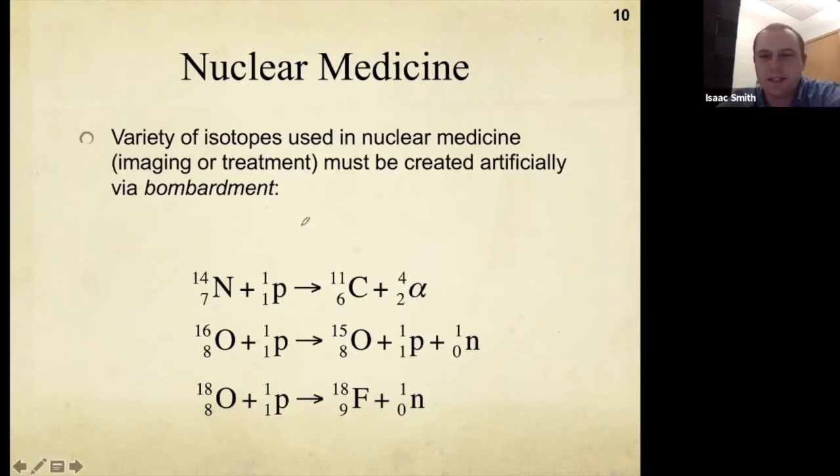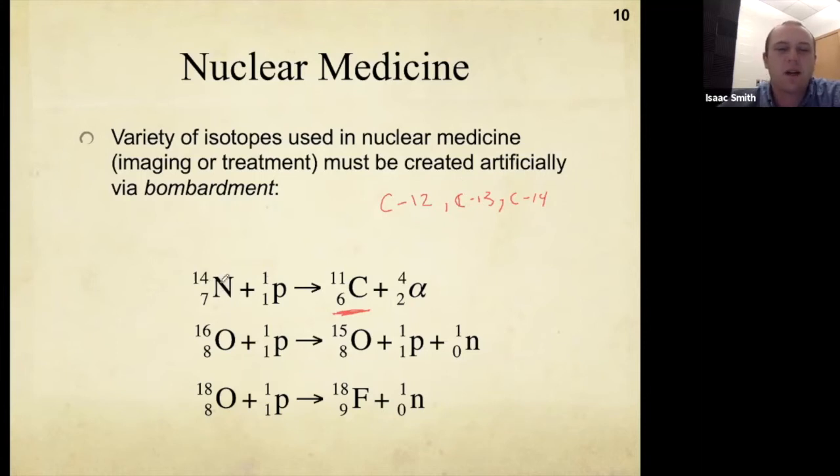And again, an isotope is basically two elements that have different numbers of neutrons. So carbon, we generally see carbon 12. There's carbon 13, sorry, or carbon 14. All carbons have 6 protons, but this one has 6 neutrons, this one has 7 neutrons, this one has 8 neutrons. But maybe you want carbon 11. Well, you need to artificially create it.